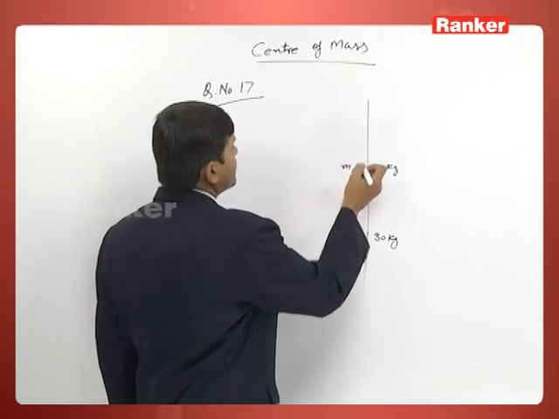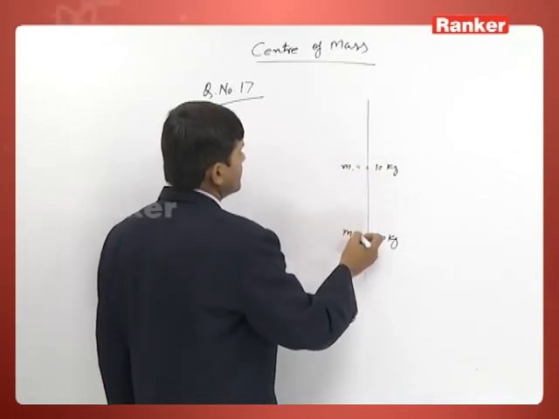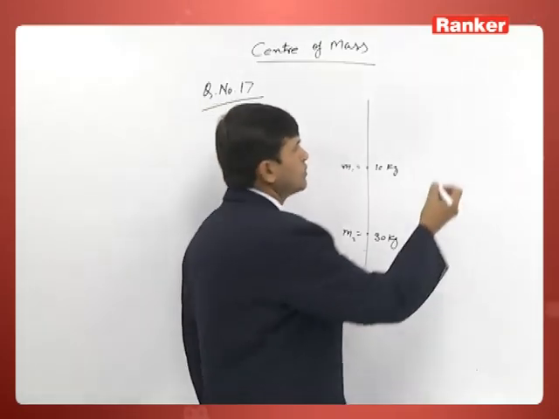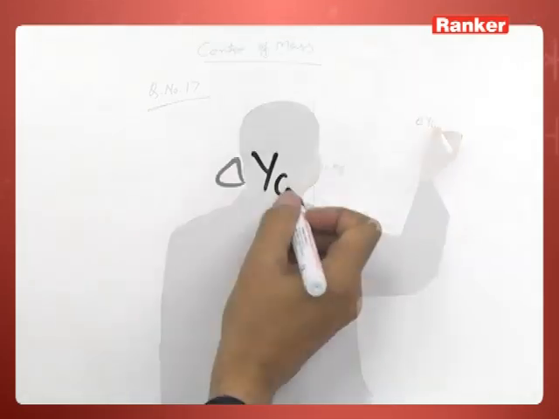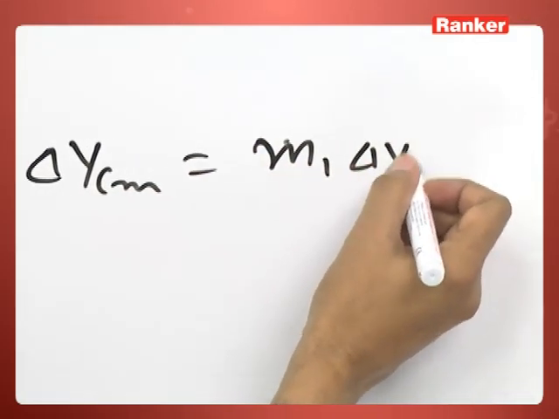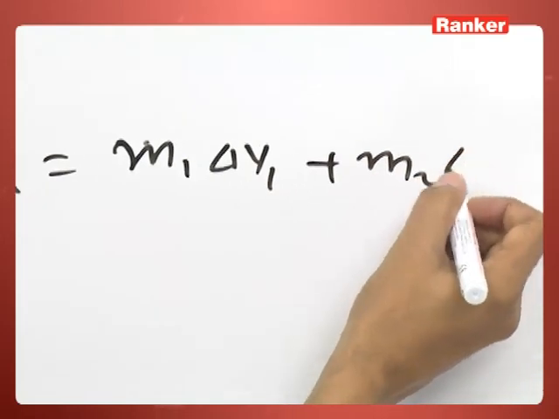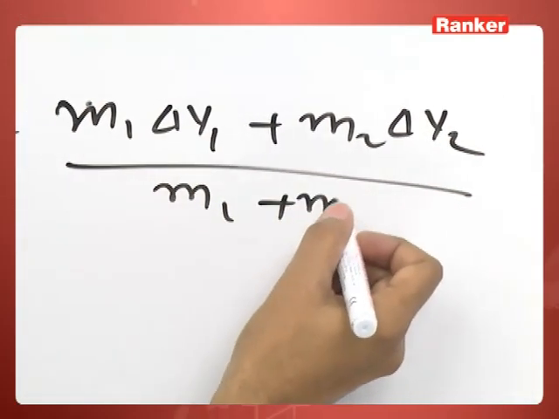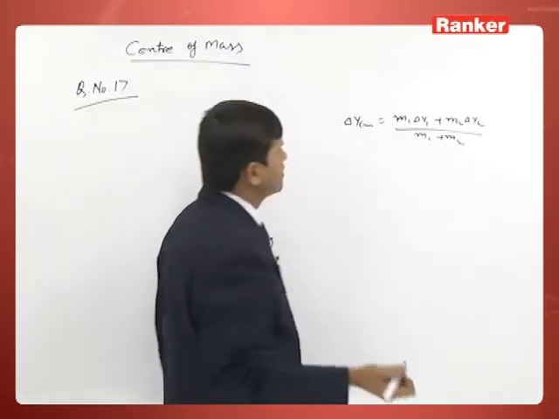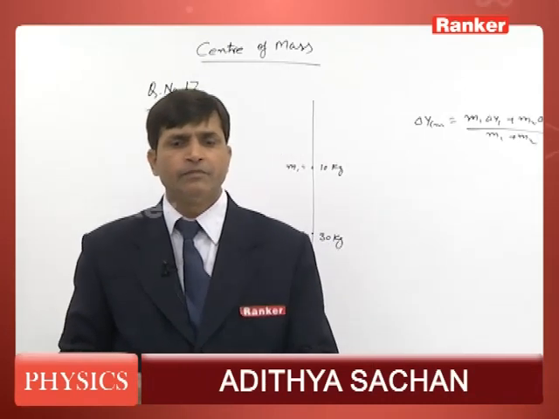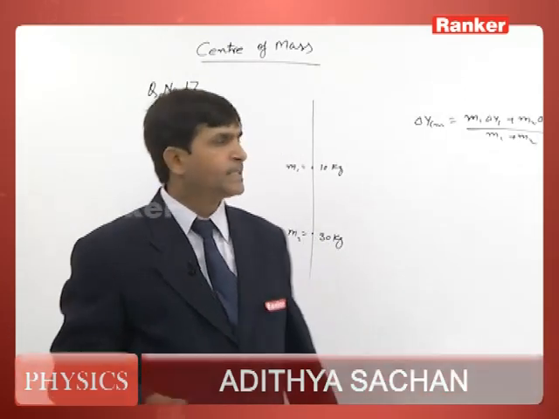It can be taken as M1, it can be said as A or M2. Somewhere the center of mass will be there. So, the change in the position of the center of mass is (M1 delta Y1 plus M2 delta Y2) by (M1 plus M2). Now, they are saying the center of mass of the system moves by 1 centimeter.